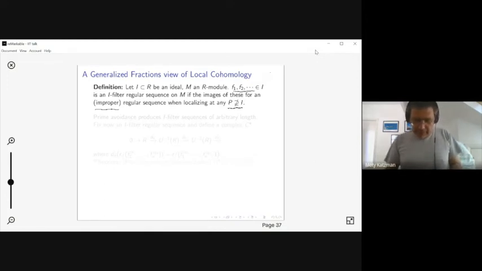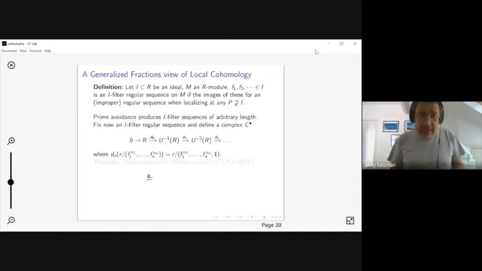So let's look at the construction we had of generalized fractions. And now let's take the f's, f1 and f2 and so on, to be an I-filter regular sequence. And then we are going to construct a complex. So what is the complex? So the complex is R injects into elements of the form A modulo the sequence f1 to the alpha 1.